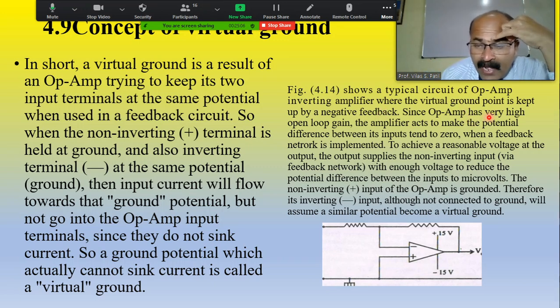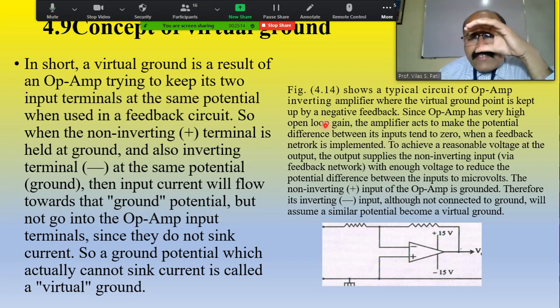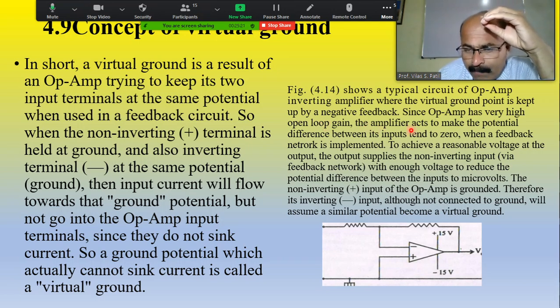Since the op amp has a very high open loop gain, that is, the ratio of output voltage to input is high, the amplifier acts to make the potential difference between the inputs tend to zero.